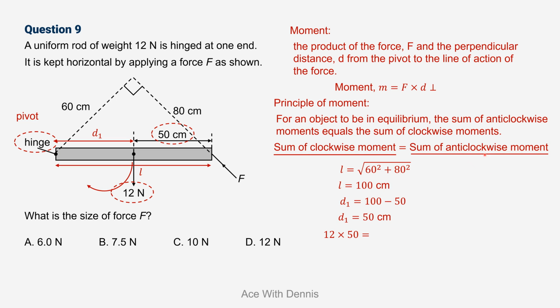We need to identify the anticlockwise moment, which is from this force. When I apply this force at this point, it will create an anticlockwise moment. The moment will be the force multiplied by the perpendicular distance, which is 60 centimeters, the perpendicular distance from the force to the pivot. So the calculation here becomes F times 60. Then you solve this equation: F equals 12 times 50 divided by 60, which is 10 newtons. So the answer will be C, 10 newtons.